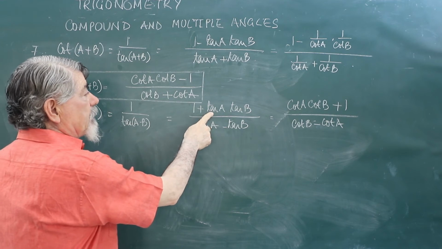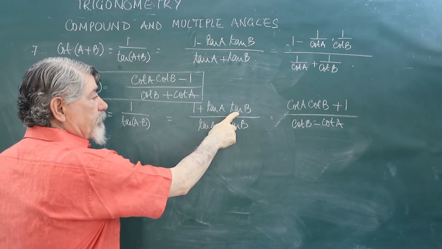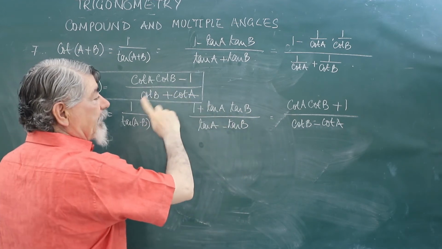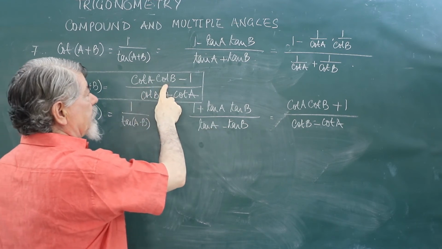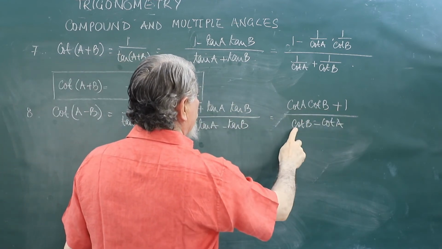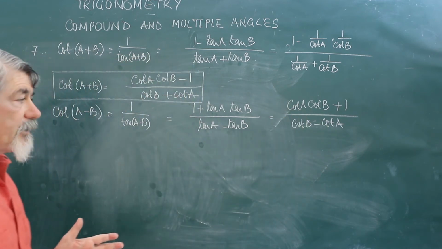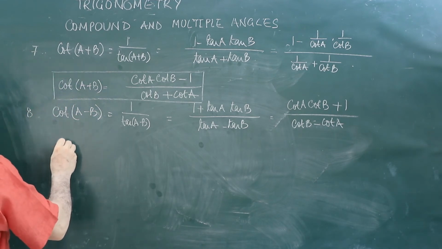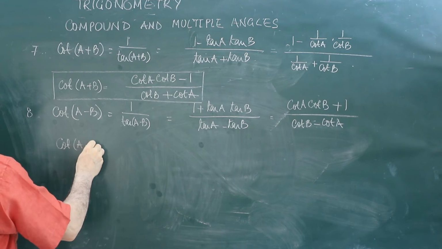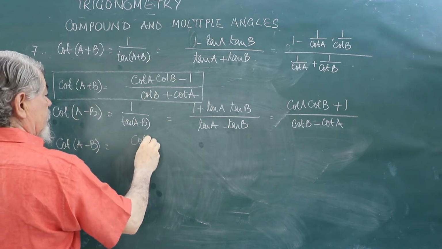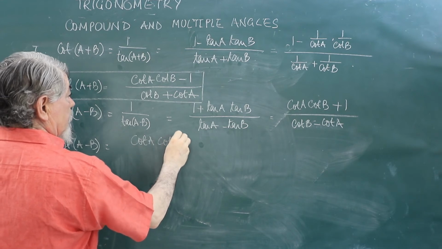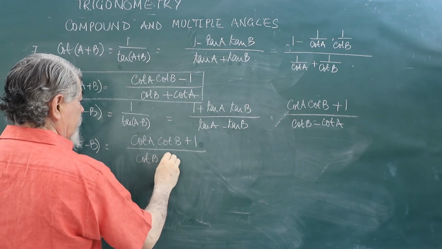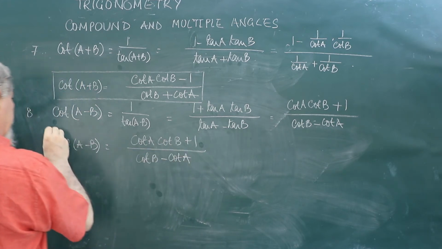And again, when you convert tan a to 1 upon cot a, and tan b to 1 upon cot b, by similarity you can get (cot a cot b plus 1) upon (cot b minus cot a). Remember, b has come first: cot b minus cot a, not cot a minus cot b. So cot(a minus b) is (cot a cot b plus 1) upon (cot b minus cot a).